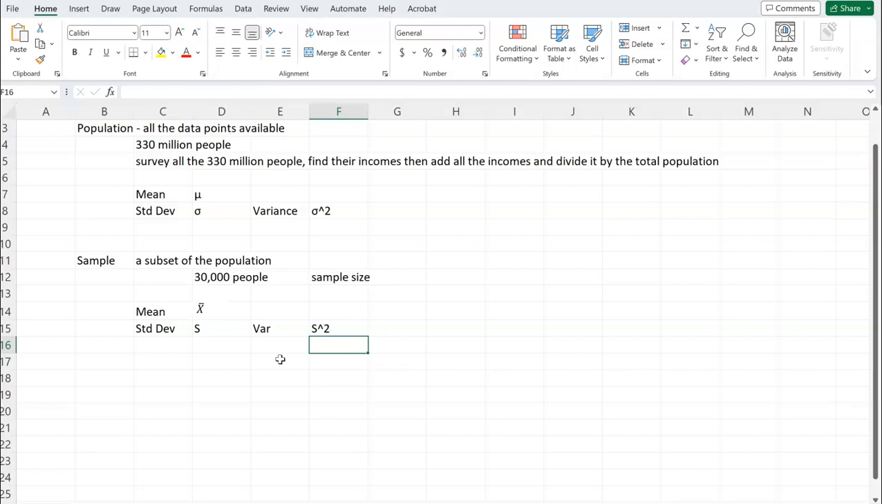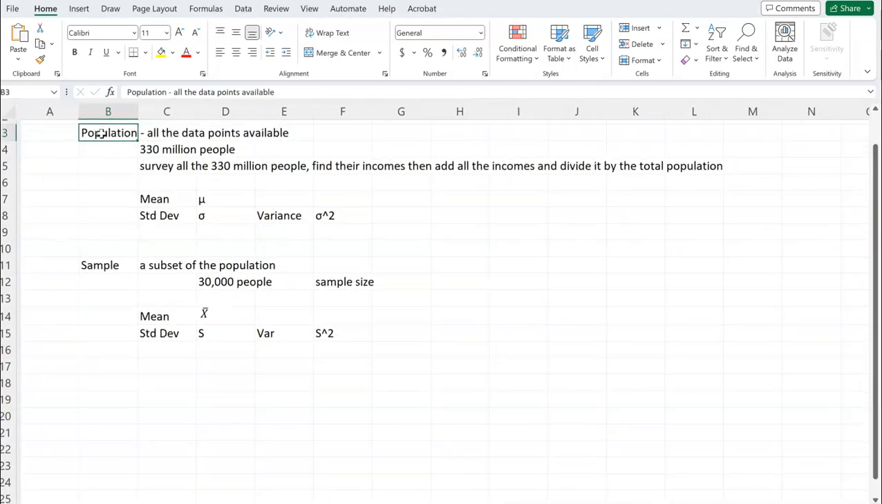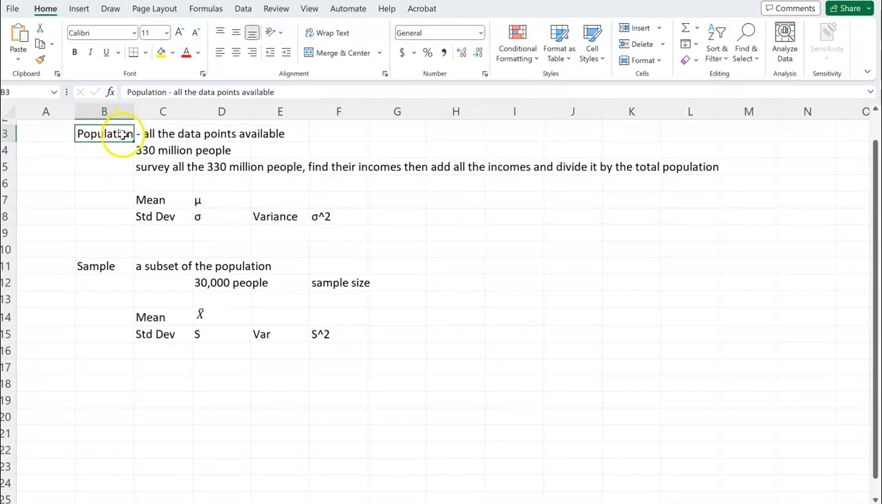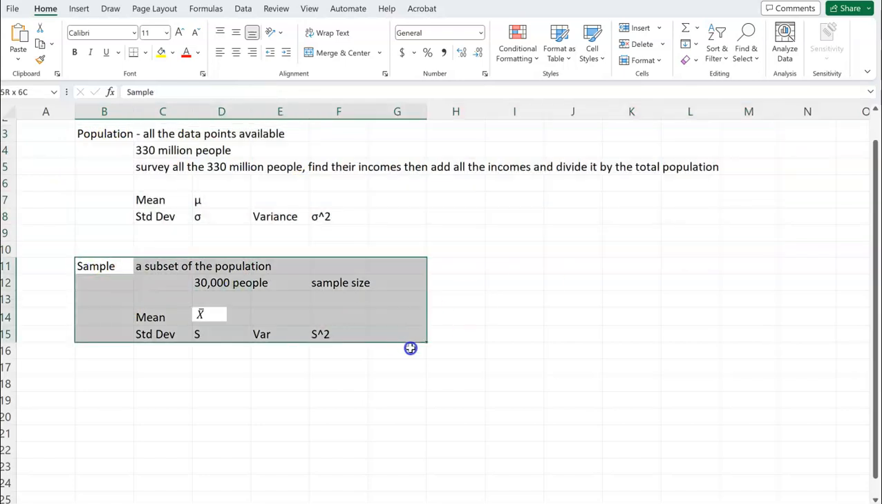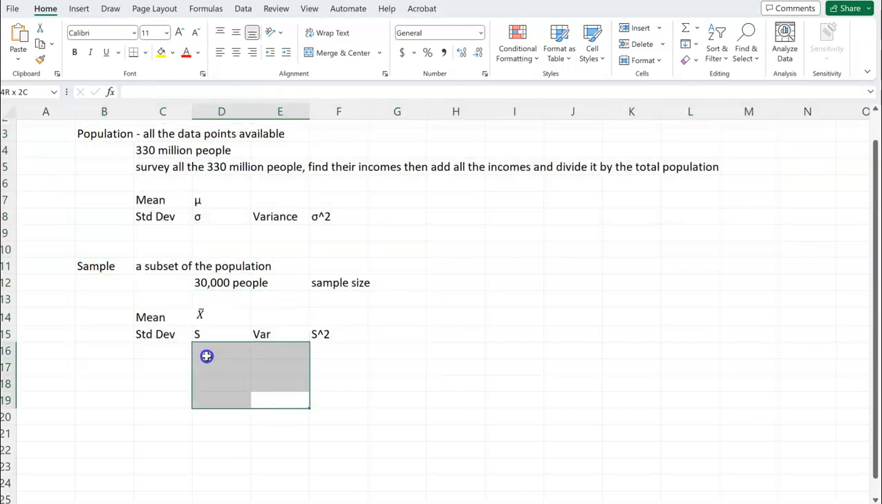If I talk about this as the population average, I'll say mu equals that. And it is an important distinction to make because the population is the data we would love to have, but we may not be able to get this all the time. So what we do is we get the sample, we get these values, and then we try to see if these numbers are close to the population numbers.